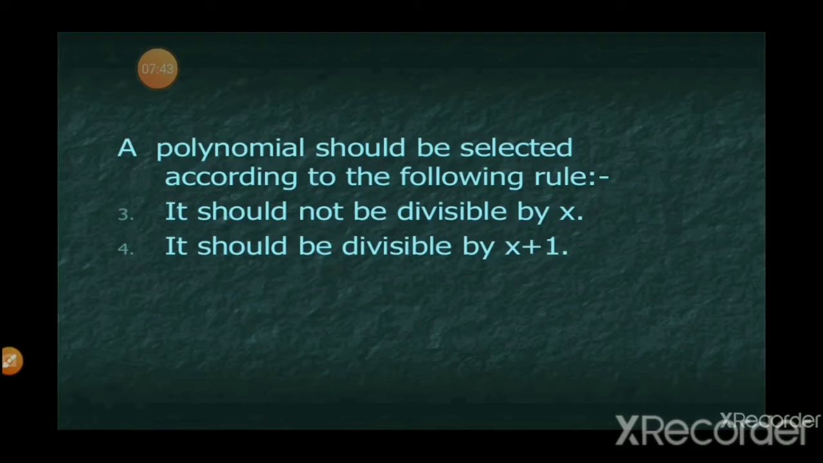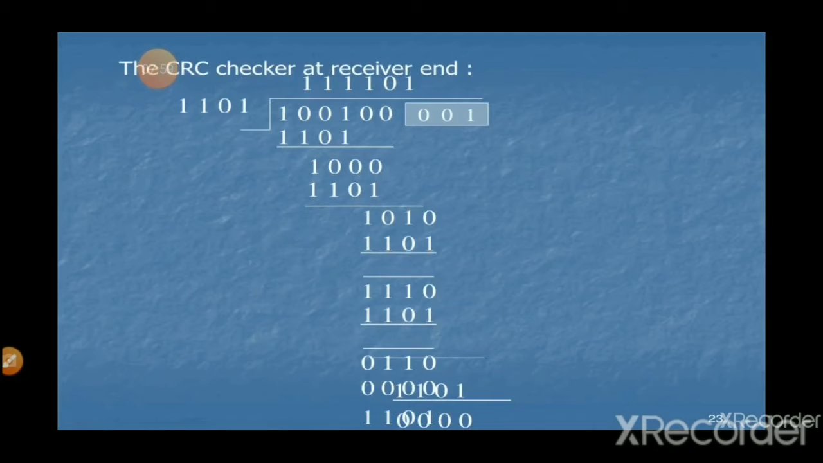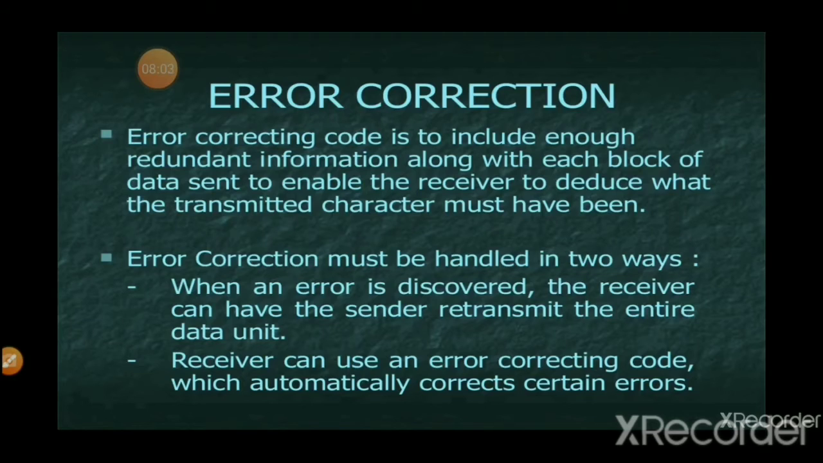A polynomial should be selected according to the following rule. It should not be divisible by x. It should be divisible by x plus 1. Example, the CRC generated at the receiver end. The CRC checker at the receiver end.